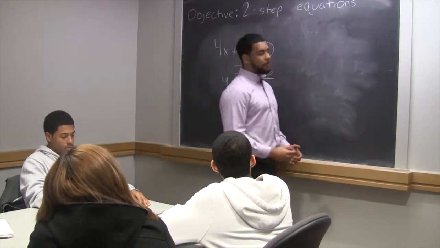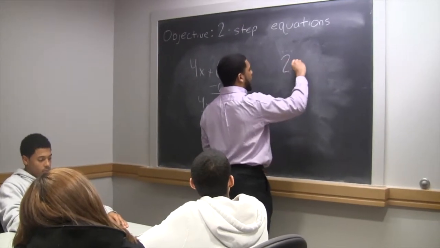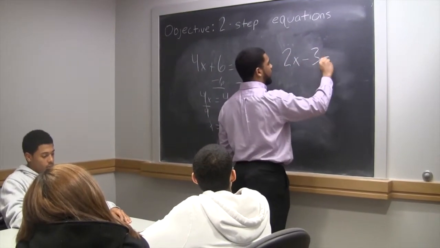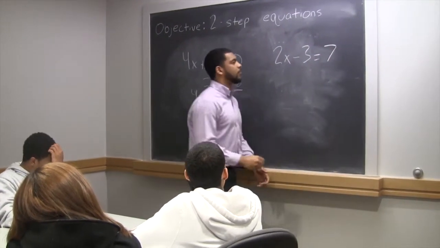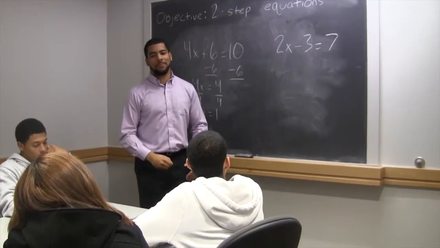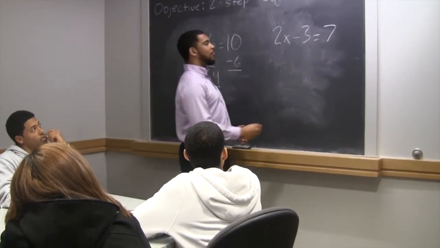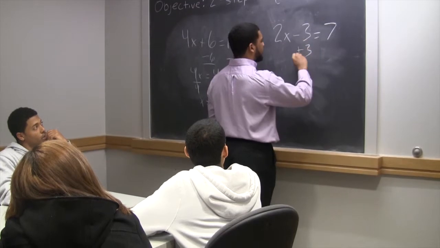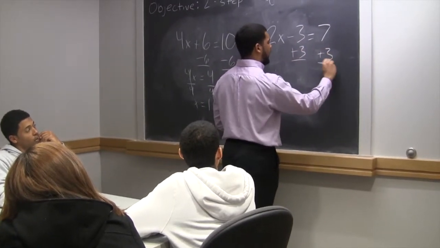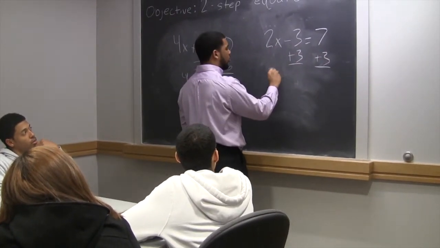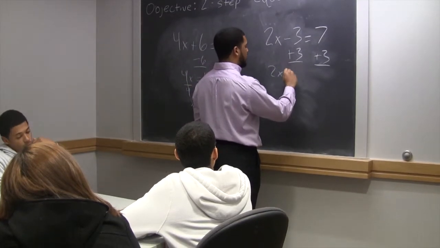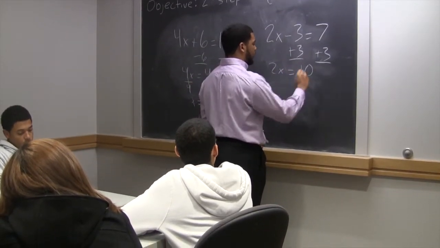So we're going to do one more. 2x minus 3 equals 7. Gabby, walk me through the first step. You add 3. Right, we're going to add 3 to both sides. So we do our math. 2x plus 0 is equal to 10.